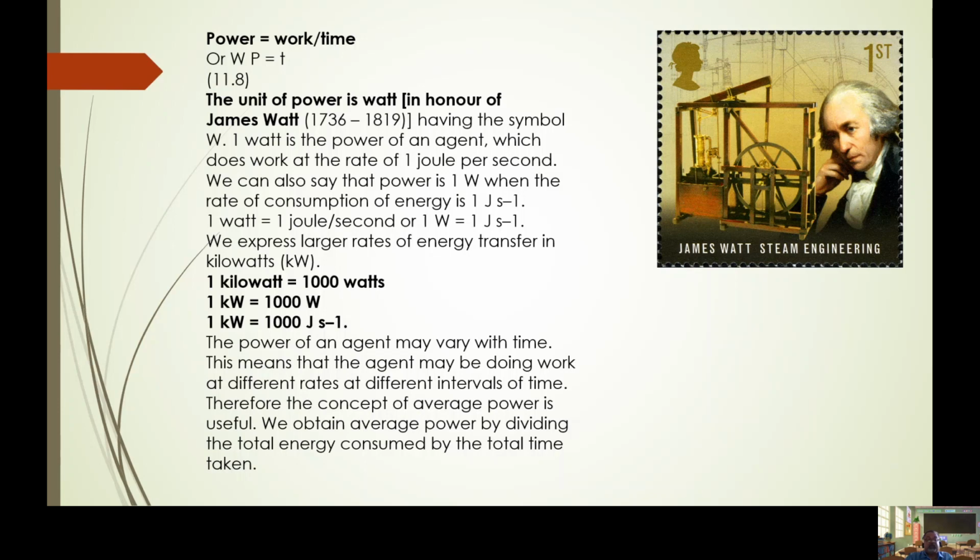We express larger rates of energy transfer in kilowatts. 1 kilowatt is 1000 watts. The power of the agent may vary with time. This means the agent may be doing work at different rates in different intervals of time. Therefore, the concept of average power is very useful. We obtain average power by dividing the total energy consumed by the total time.